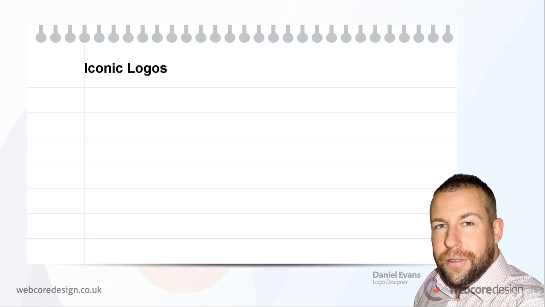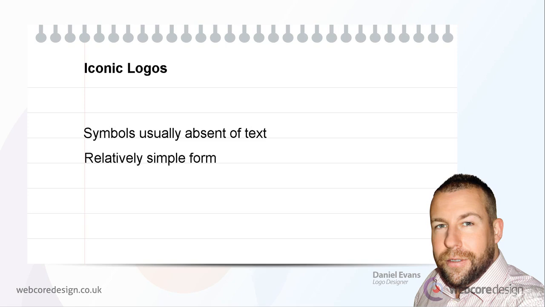Iconic logos are symbols which are usually absent of text. They're relatively simple in form, which in turn makes them easy to recognise. Iconic logos are also easily married with text. There may be other versions of the logo that feature the text alongside the icon. However, the iconic element, especially in this context, is the symbol.